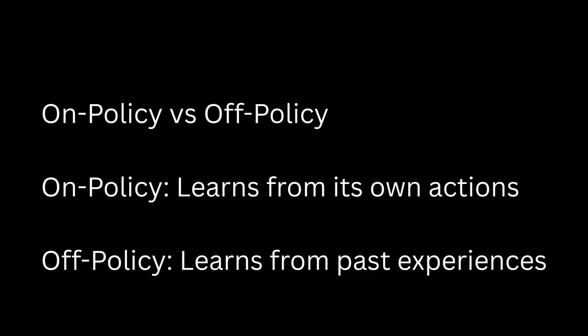Here's a visual to help differentiate between on-policy and off-policy methods. In on-policy learning, the agent learns by interacting with the environment, whereas in off-policy learning, the agent can learn from experiences that happened in the past, even if it didn't make those decisions.